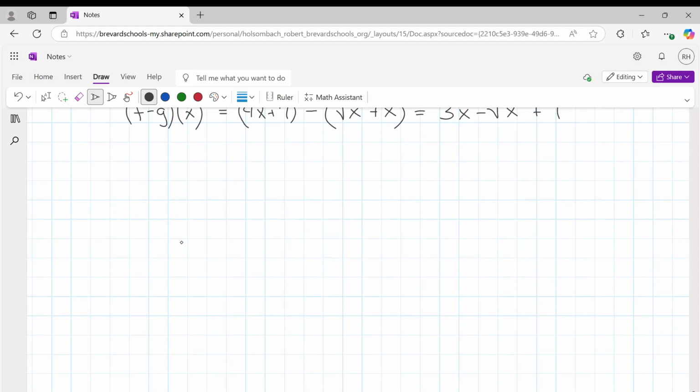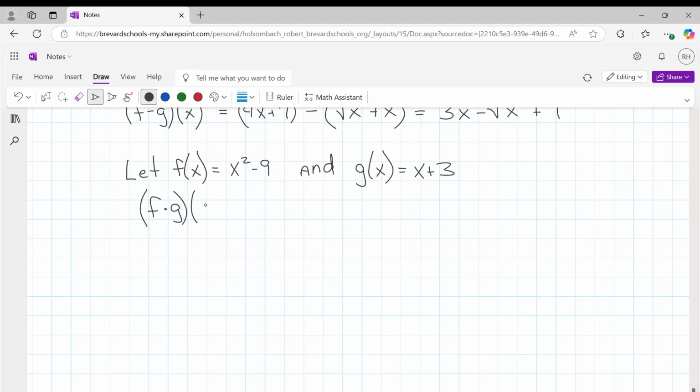All right, so now we're going to let f of x equal x squared minus 9. And g of x is equal to x plus 3. And now we're going to evaluate f times g of x.